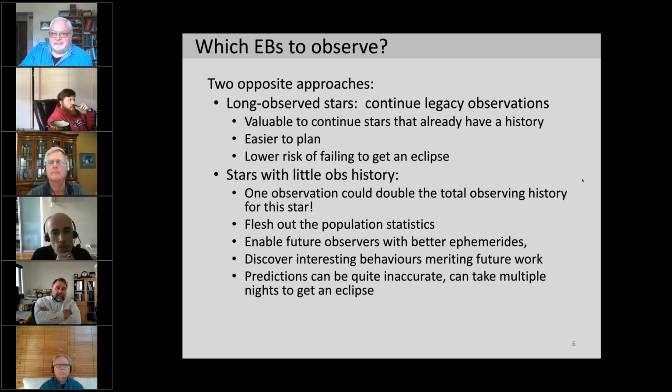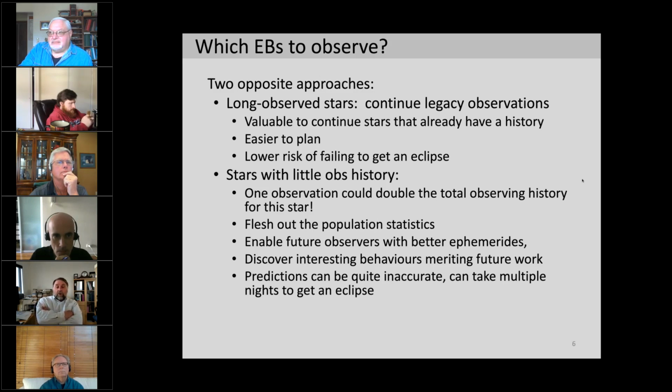Also, adding a little bit to the observing history is going to help future observers, because they won't have to spend many nights trying to find when the eclipses are occurring. And one may well discover interesting behavior in this star. You might find that it's a total eclipser, which is always more useful to modelers. You might find that it has apsidal rotation, or it has a displaced secondary, or whatever. So there's lots to discover, but the downside is the predictions can be quite inaccurate.